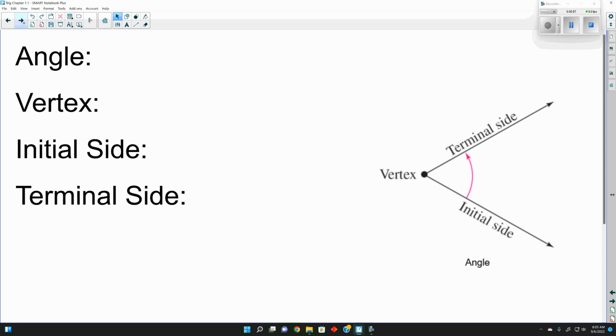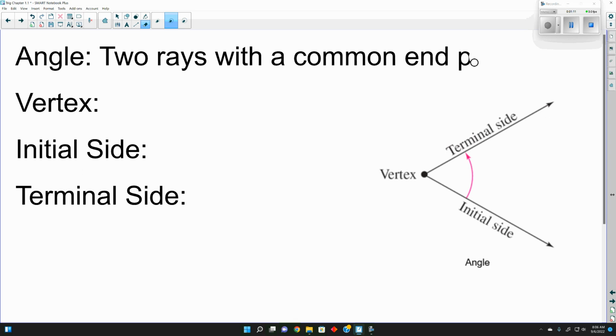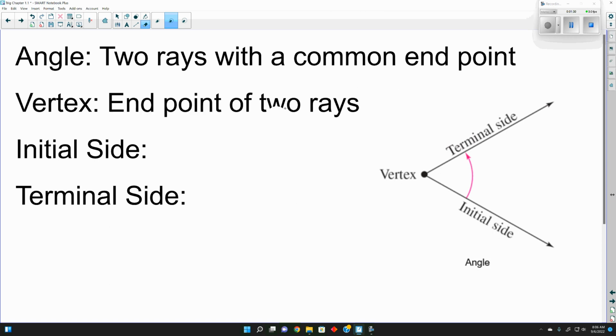So you have a note sheet for y'all today. So the first thing we're talking about is angles. Now, just by definition, an angle is two rays with a common endpoint. That's just how we define an angle. And the vertex is going to be the common endpoint of the two rays.